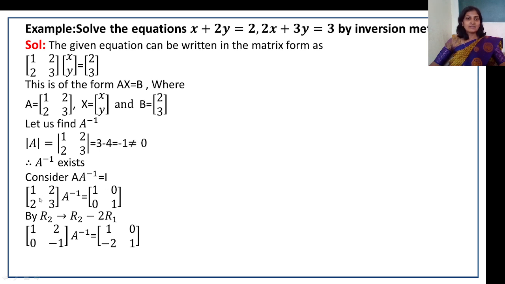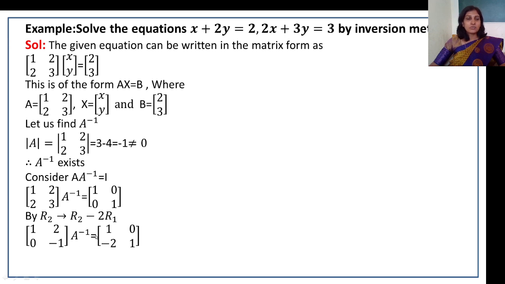Now consider A into A inverse is equal to I. Write A as 1, 2, 2, 3, times A inverse, which is equal to the identity matrix, 1, 0, 0, 1. Now we have to make this matrix into the identity matrix. So we use here row transformations. Make this 2 into 0. For that, R2 gives R2 minus 2 R1. We apply this operation on this matrix. We will get 1, 2, 0, minus 1.